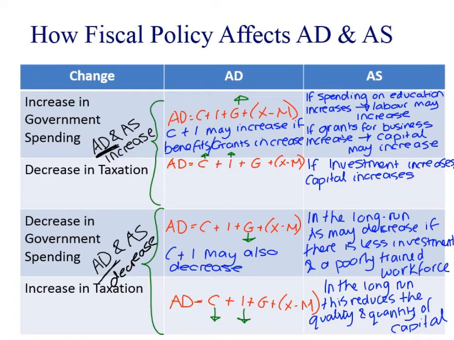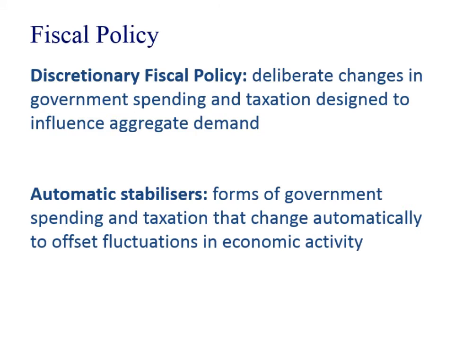Okay, but there are actually two different types of fiscal policy. This becomes more important in the A2 course, but it is introduced in the AS. There's discretionary fiscal policy, which are deliberate changes by the government in government spending and taxation, and there's automatic stabilisers, which change automatically with fluctuations in economic activity, and these are meant to just take the sharp edges off the economic cycle, but you'll learn more about that in the A2 course.